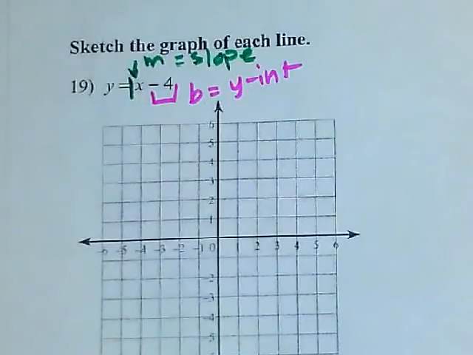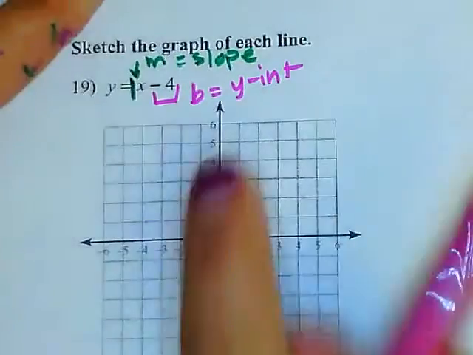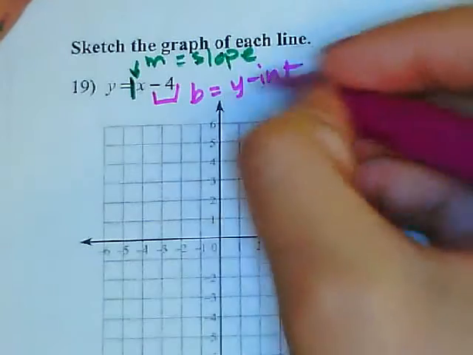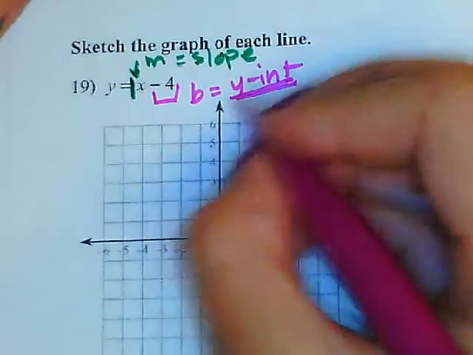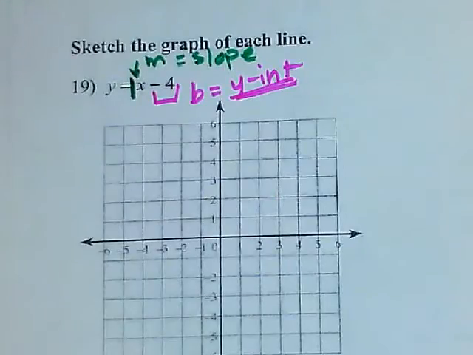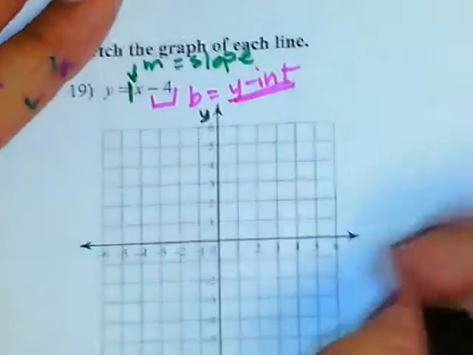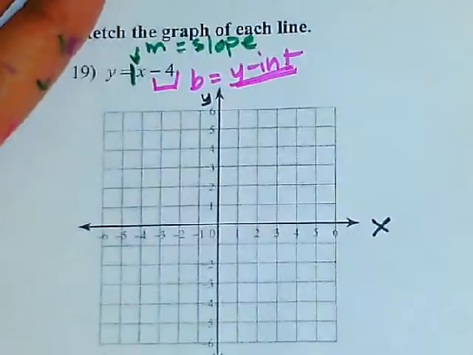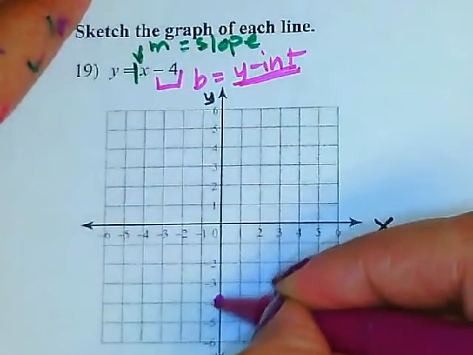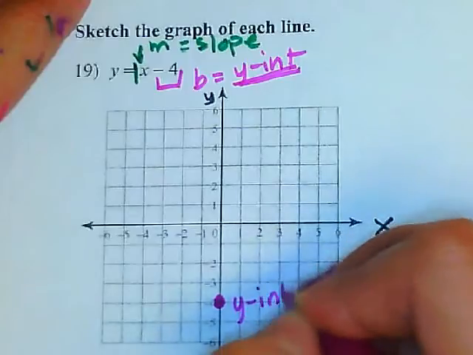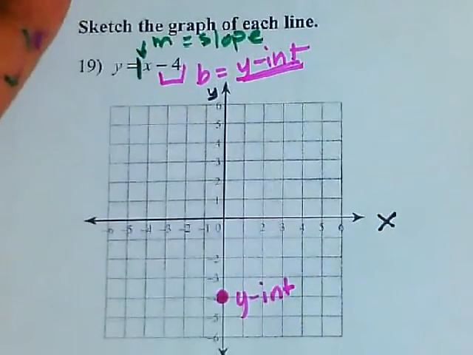So we always start by graphing the y-intercept, which is -4. On the y-axis, because it's the y-intercept, that's where the line intercepts the y-axis, and this is the y over here, and this one would be the x-axis. So on the y-axis at -4, which is right here, this is my y-intercept of -4.